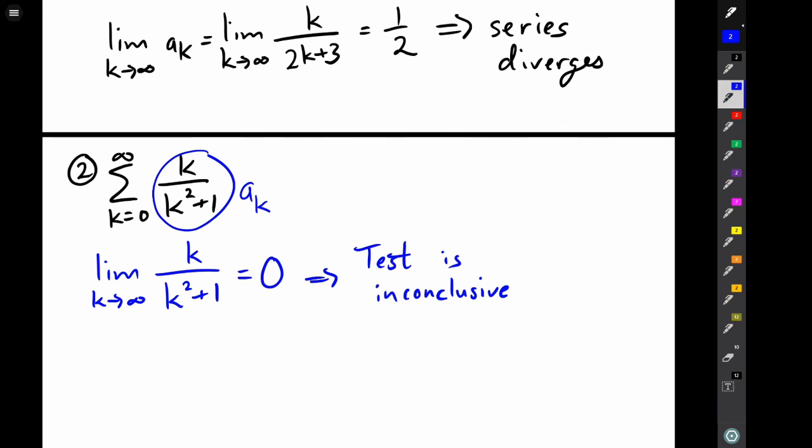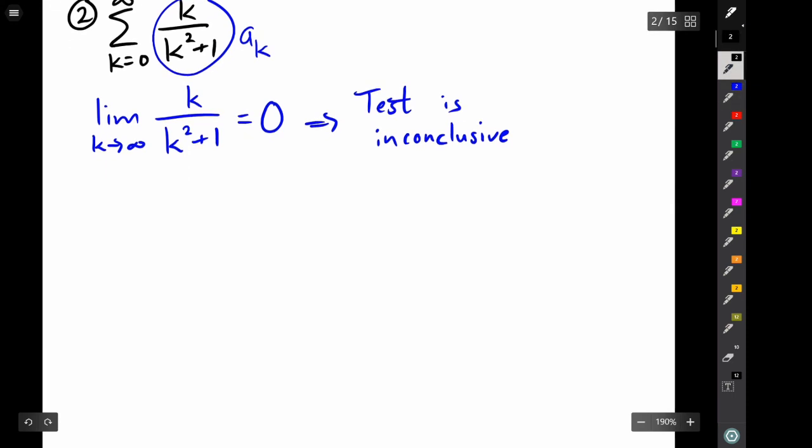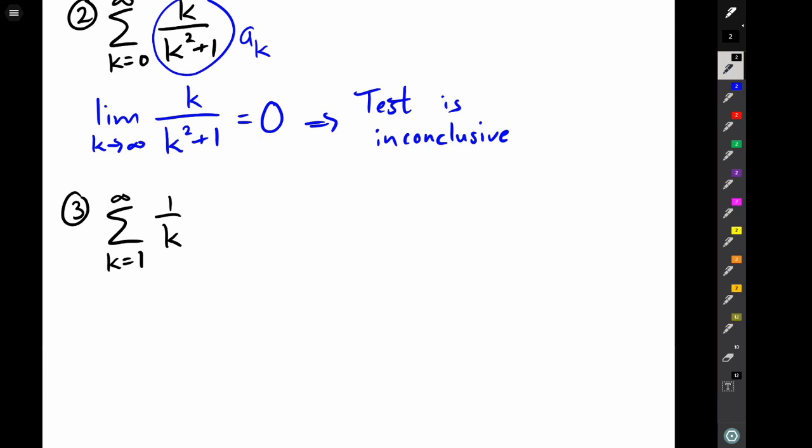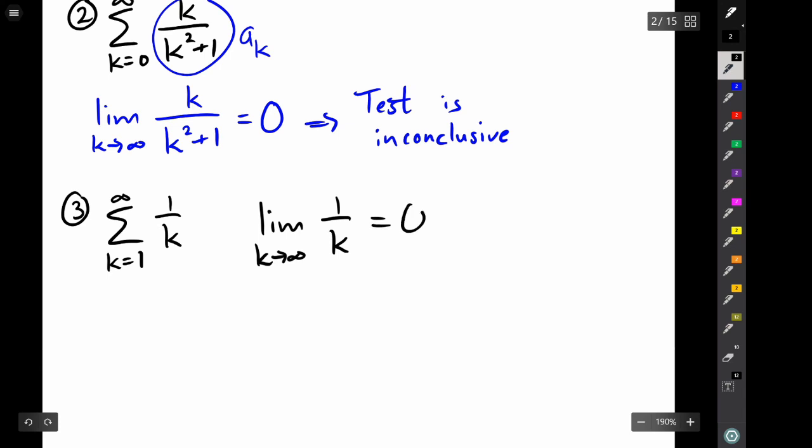Let's do one more example, just to finish this off here. This is a bit of a simpler one, but it's an important example. Let's look at the pretty simple series here. Actually, this should really start at k equals 1. So the sum from k equals 1 to infinity of 1 over k. The question is, does this converge or diverge? Well, if we take the limit as k goes to infinity of 1 over k, we get 0. So again, inconclusive test.